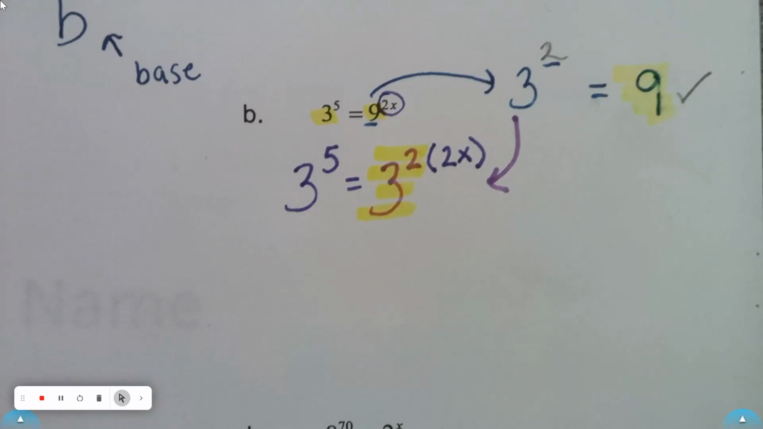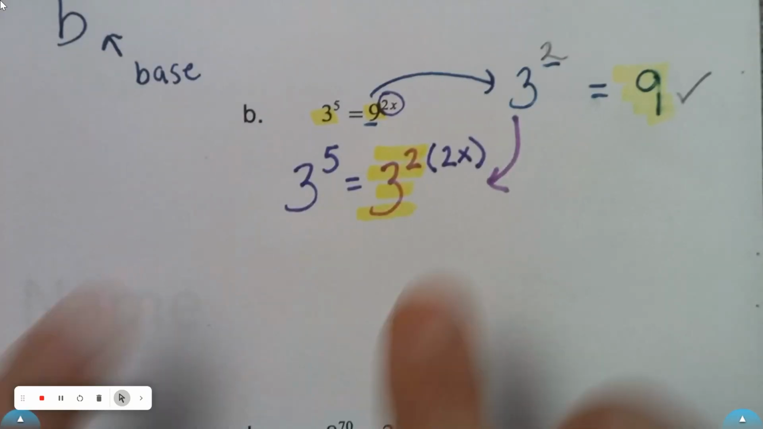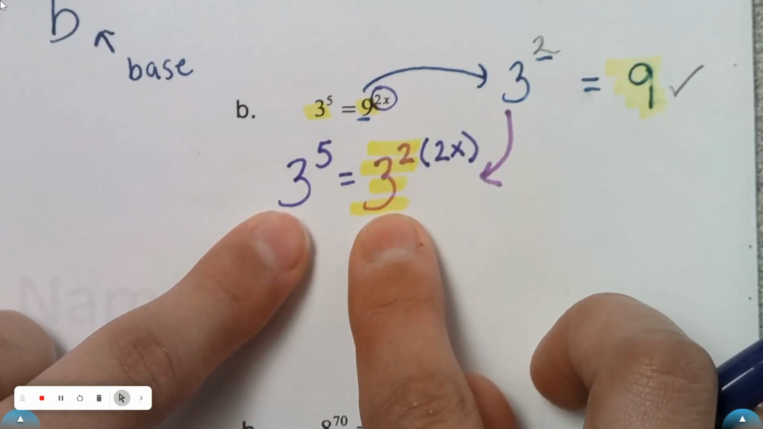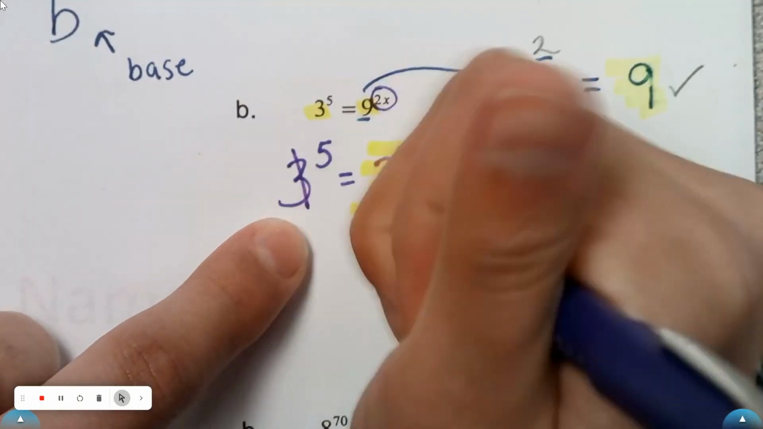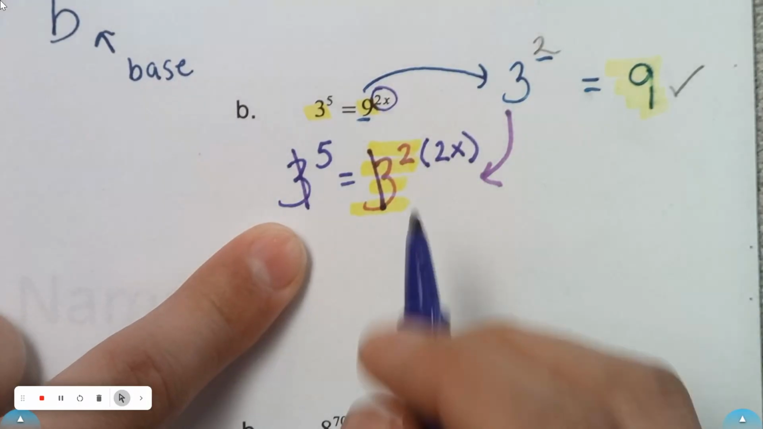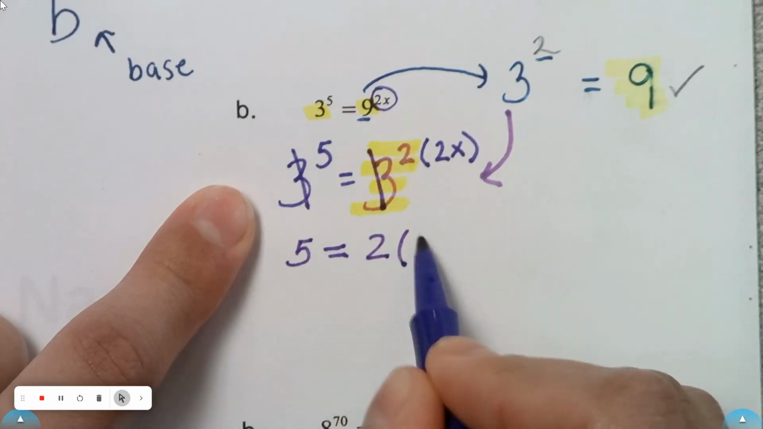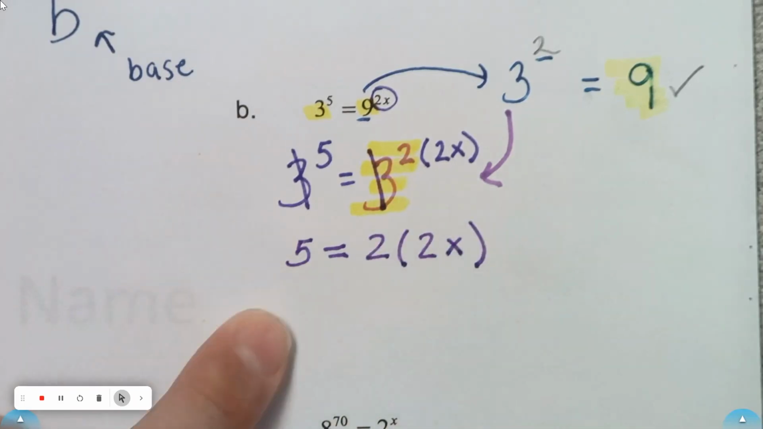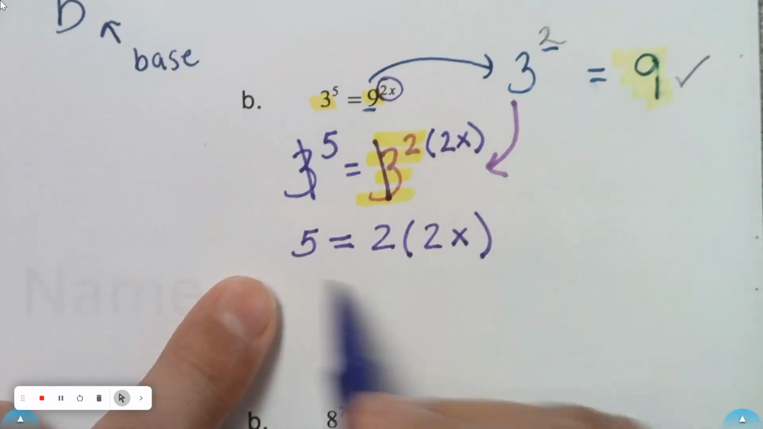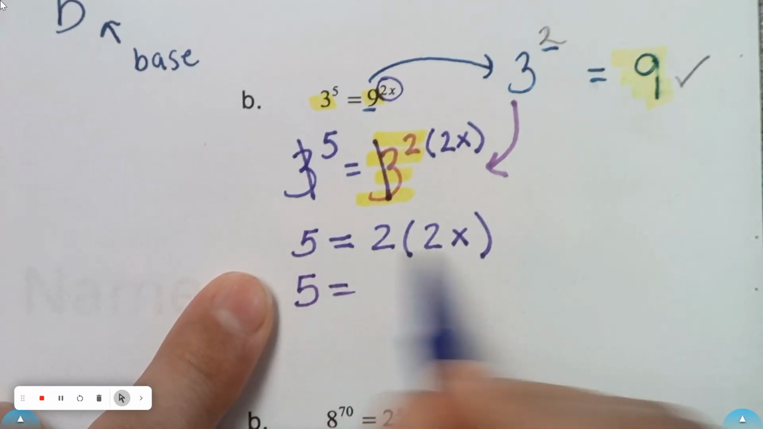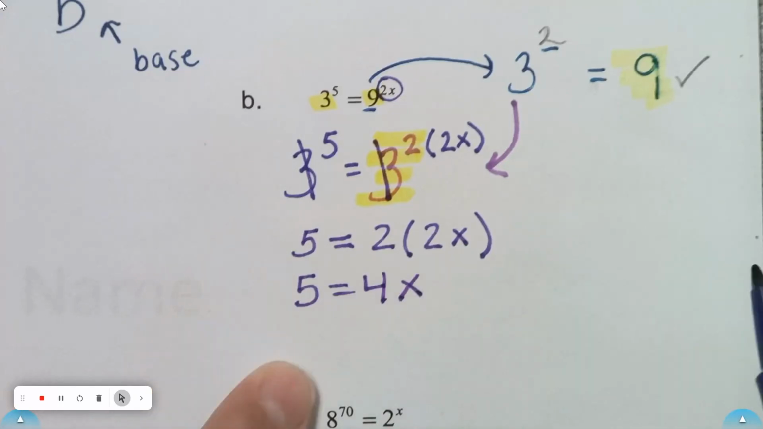So you have to change the way the 9 looks, but you also have to include the exponents that are already there. Now you'll notice that my bases match, which is perfect. They cross each other out. So I'm left with 5 equals, and then 2 times 2x. When I multiply those, I get 4x.